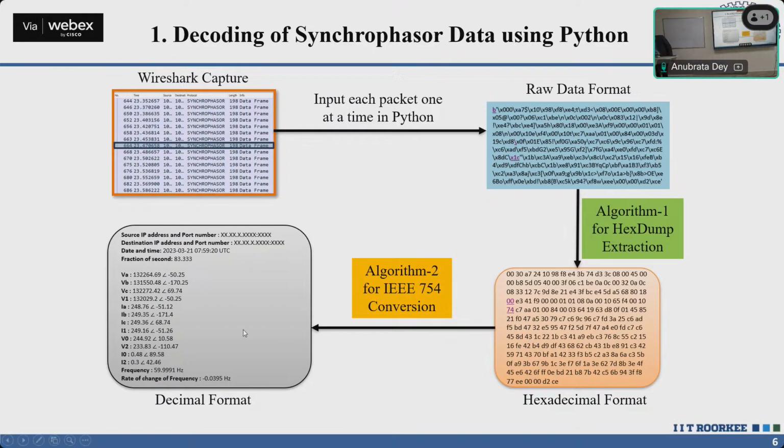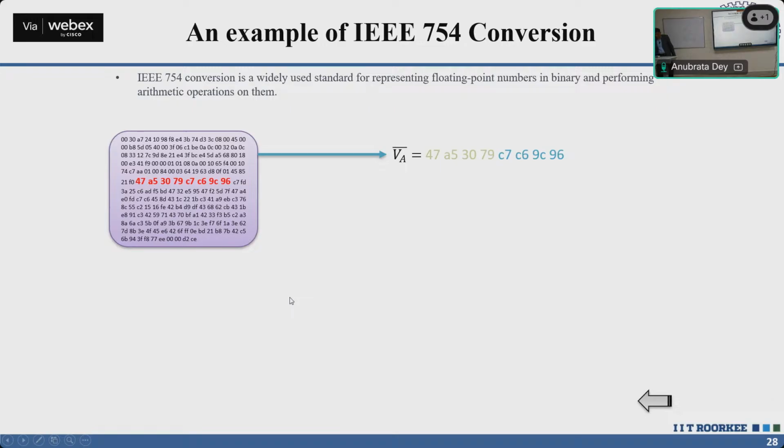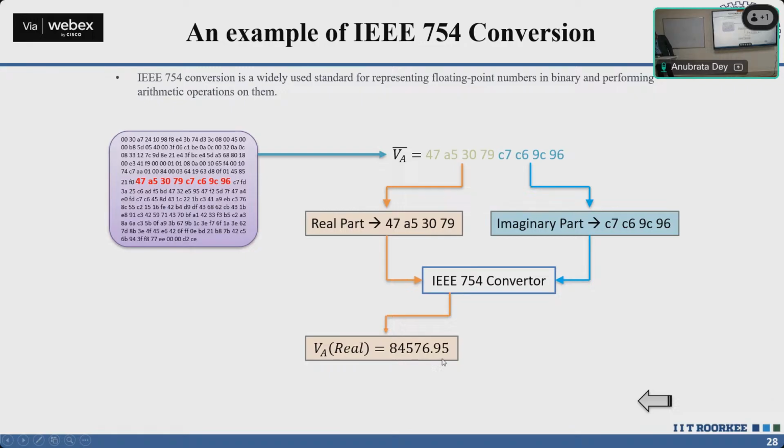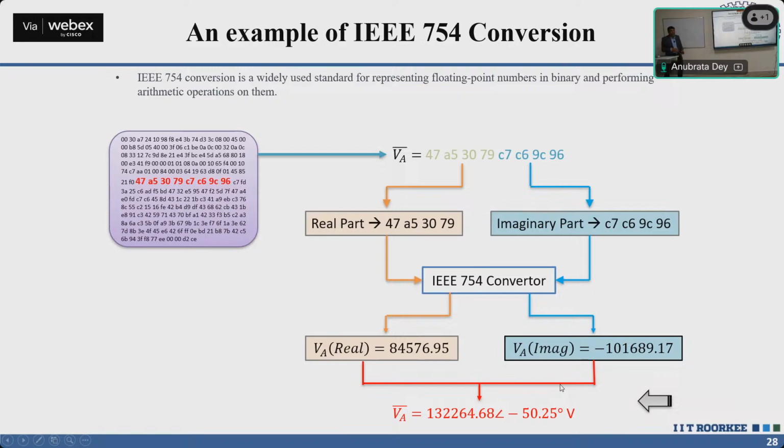And if you check this, which was our original data, then this shows your A phase voltage phasor, right? So this is the real part and this is the imaginary part. And once you add these two, then finally after using this 754 conversion, you will have the final value of phasor, that is VA, some magnitude, kilovolt, and some angle. This is in volt, right?